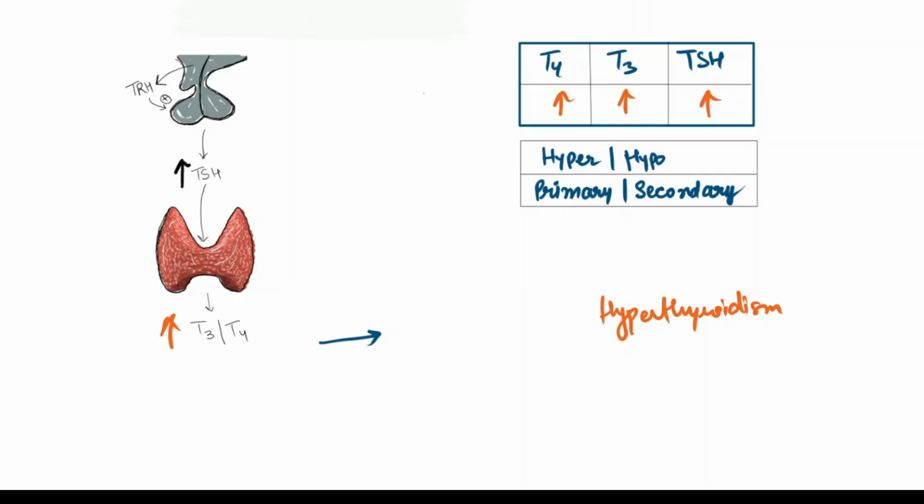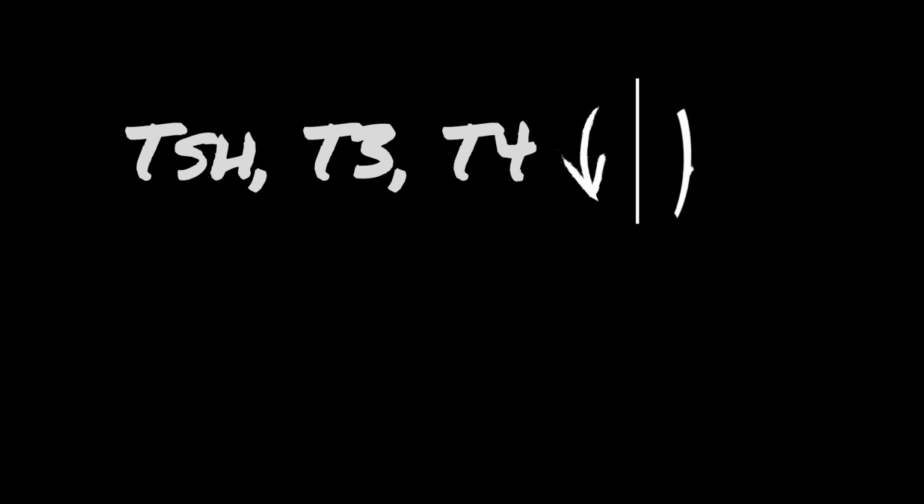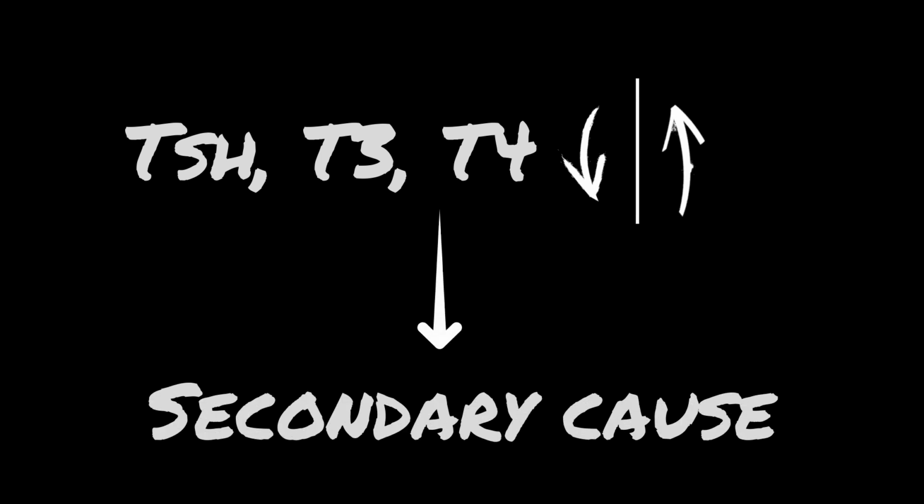Increased production of TSH results in increased synthesis and secretion of T3 and T4. So as in this case, there is a linear relationship between the pituitary and the thyroid gland. So this is definitely a case of secondary hyperthyroidism. It is also known as central hyperthyroidism. A pro tip: if TSH, T3 and T4 levels are in the same direction, that is, if the levels of all are decreased or increased, this is always a secondary cause.